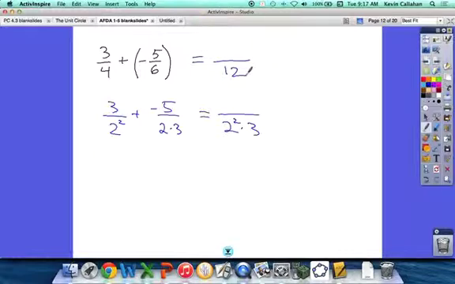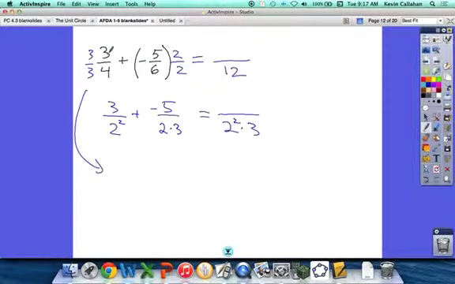Okay, now that I've found the least common denominator, what am I going to multiply the first term by, so that it has the same common denominator, right? 3/4. We need to make the denominator here a 12. So I'm going to multiply by 3 over 3. And what am I going to multiply this by? 2 over 2. Okay. Now I'm going to go down here.